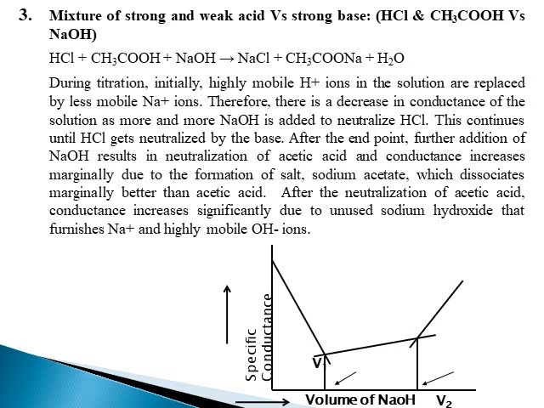So the first straight line corresponds to the decrease of H plus from HCl, the second straight line corresponds to the decrease of H plus from acetic acid, and the third straight line corresponds to the excess of OH minus from sodium hydroxide. The intersections of these straight lines will give you volumes V1 and V2. The first one will give you volume V1, and the second one will give you volume V2.